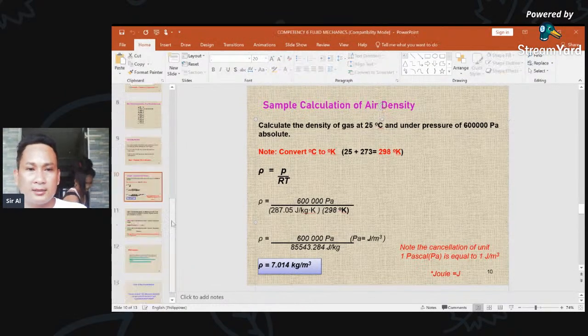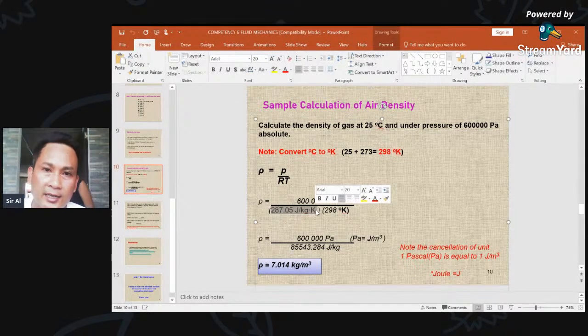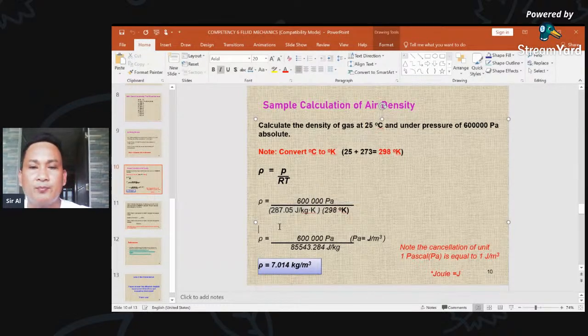Alright. So remember, class, that not all the time is this the R that we use, because each gas like nitrogen, fluorine, oxygen has its own value of R or gas constant. So when the gas constant is given in the problem, we use the given R or gas constant. When the gas constant is not given in the problem, we use the value 287.05 joule per kilogram Kelvin. Okay? I hope that's clear.